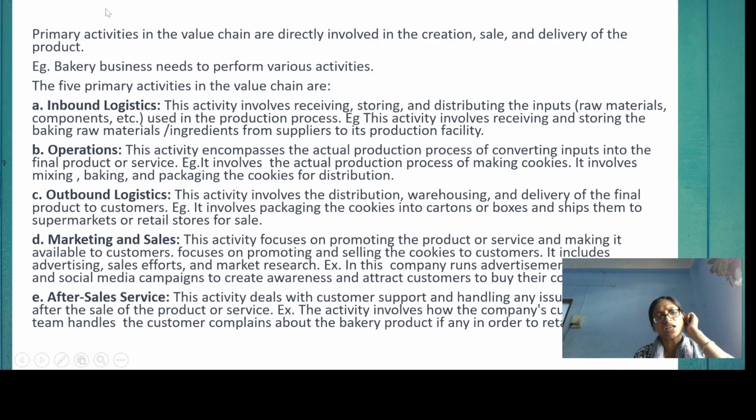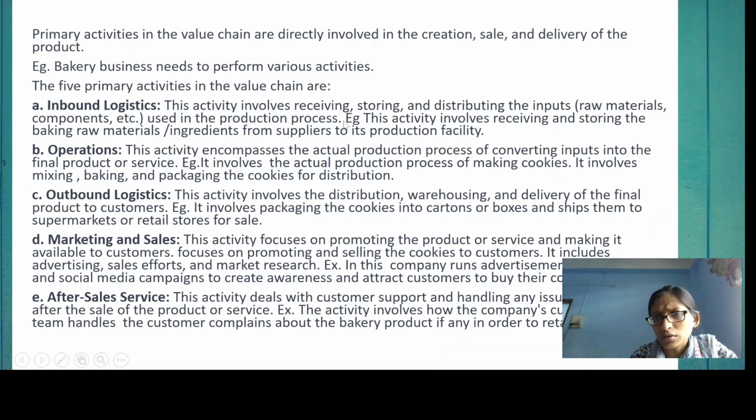Let's take the example of a bakery business unit. Suppose you want to open one bakery shop, you must have these activities. Number one, inbound logistics. This activity involves receiving, storing, and distributing the inputs, raw materials or ingredients used in the production process.